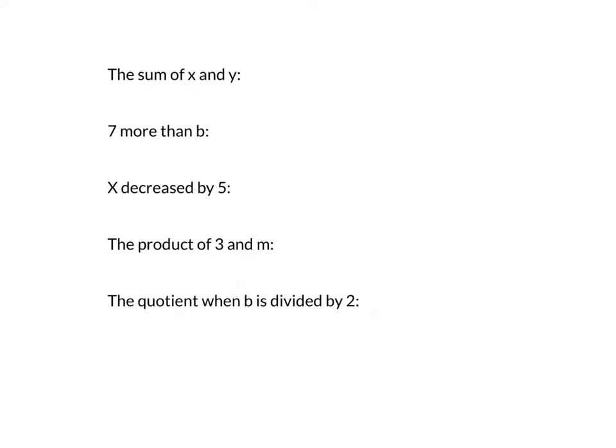Here are some examples of changing words into algebraic expressions. The first one, the sum of x and y. Sum means addition, so for that one I could write x plus y. Because addition is commutative, I could also write y plus x, and it would not matter. For 7 more than b, I would have b plus 7. Once again, I could say 7 plus b, because addition is commutative.